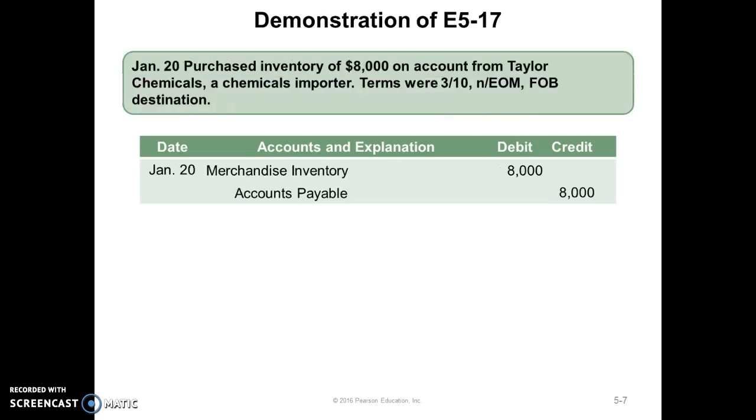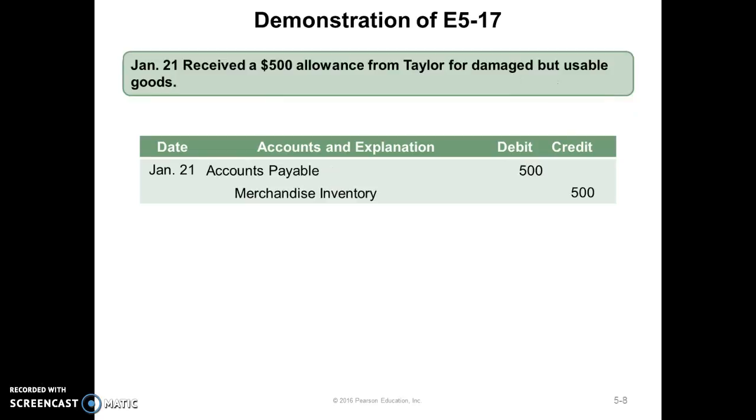So January 20th, we purchased $8,000 of inventory from this different company. Merchandise inventory $8,000, accounts payable $8,000. We received that $500 allowance. Because we got an allowance, our accounts payable is going to decrease. That's why we're debiting it by $500, and our merchandise inventory is going to decrease by $500 because it's not going to cost as much to us because we got that allowance of $500.